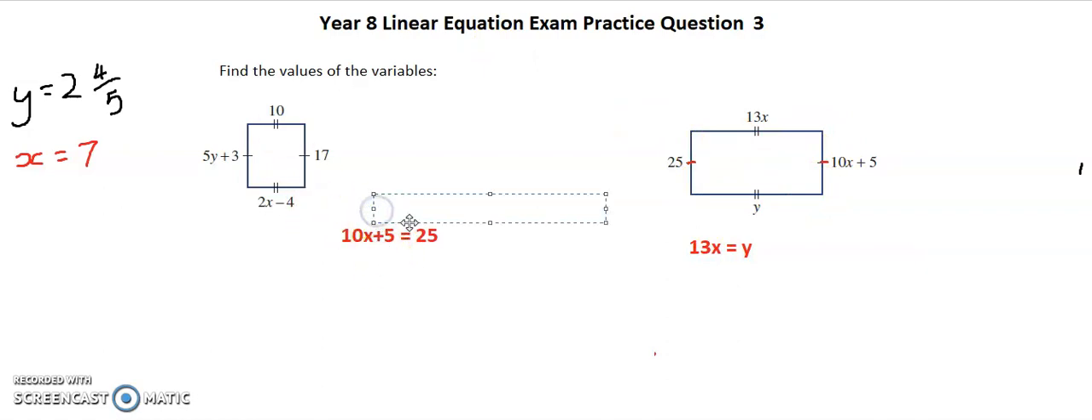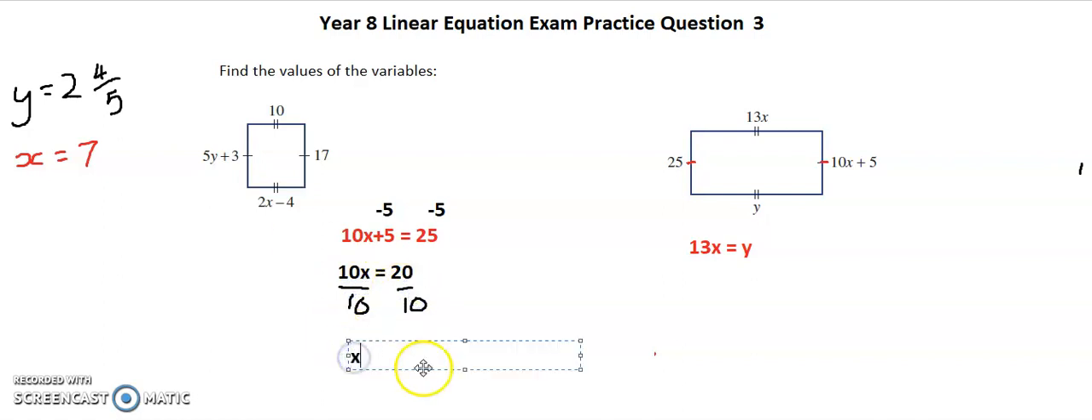So the first thing I think about is I'm going to take away the constant on one side and get it onto my right hand side. So I'm just taking away 5. That leaves me with 10x is equal to 20. Now the opposite of timesing by 10 is dividing by 10. So I'm just going to divide both sides by 10. And that leaves me with just x, and 20 divided by 10 is 2.